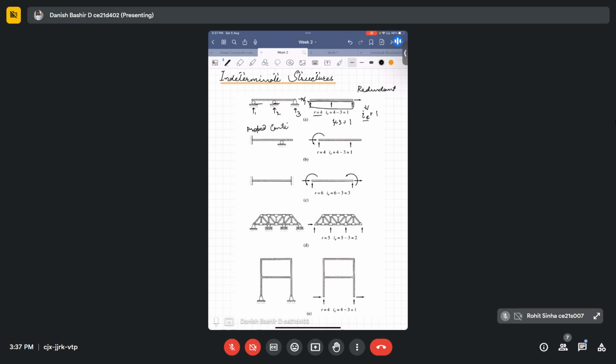We have three reactions at the fixed support, as already mentioned, and one at this roller support. So its degree of indeterminacy will be 4 minus 3, again 1. And in another type of structure, for a fixed beam, the total number of reaction forces is here 3, here 3, 3 plus 3 is equal to 6. So the degree of static indeterminacy is 6 minus 3, which is 3.